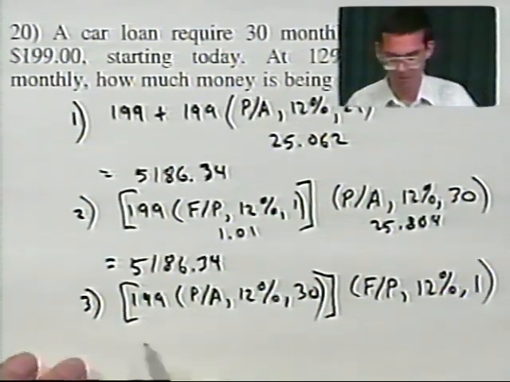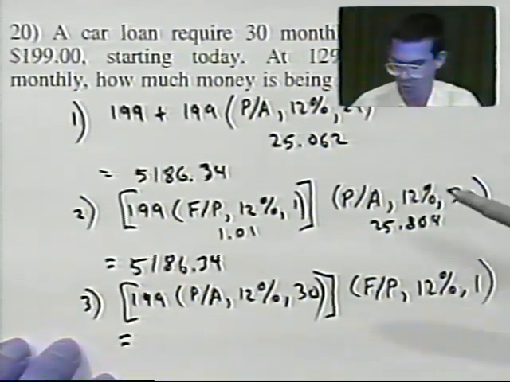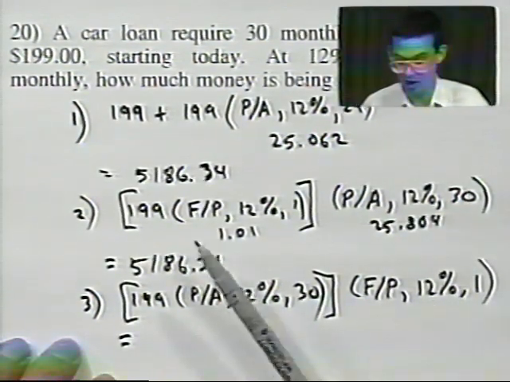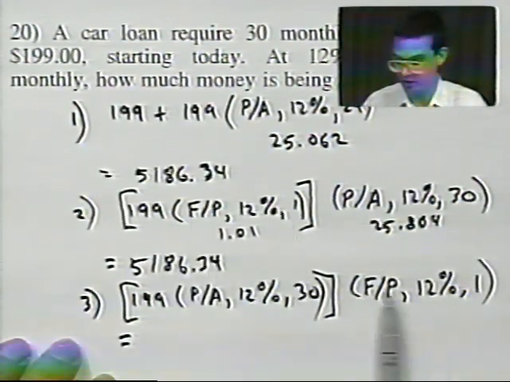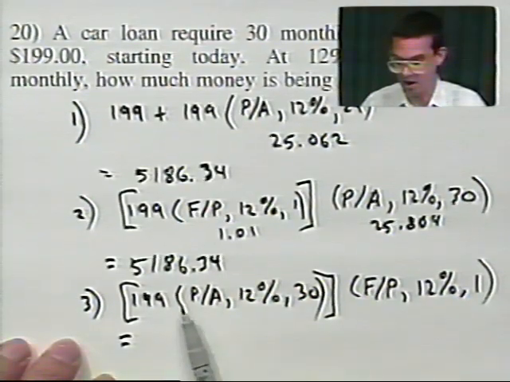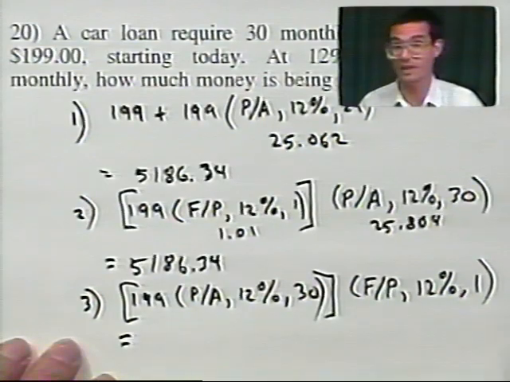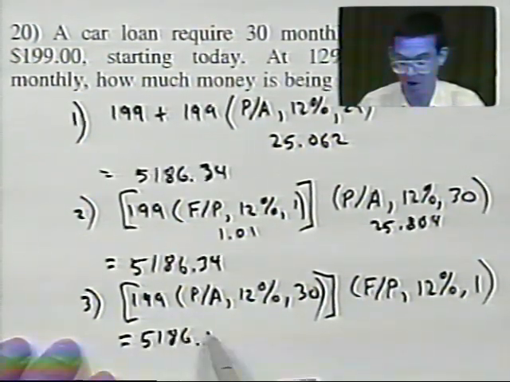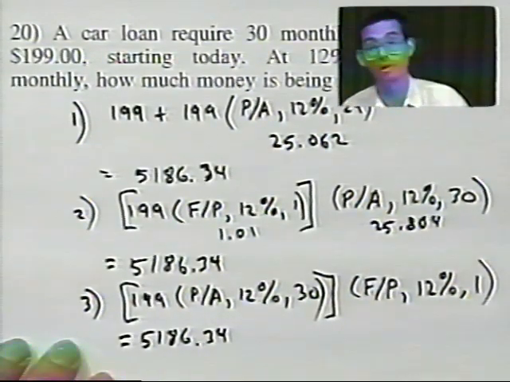Now, this and this, 2 and 3, are exactly the same mathematically. You see our compound amount factor here, and our series present worth factor here, and the $199. So it's all the multiplications exactly the same. So it has to be equal the same. It's just that our perspective on determining the formula was different.